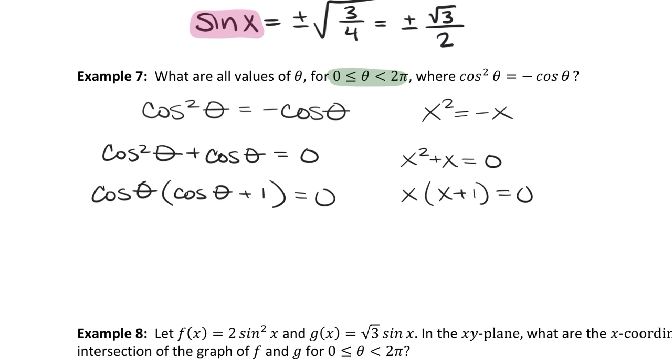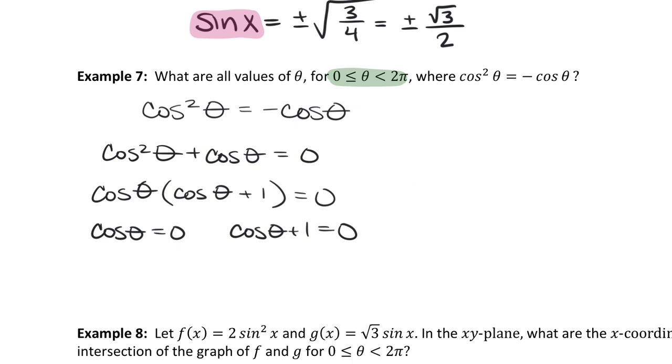Okay. When you were doing this type of math, after you factored it and set it equal to 0, what would you do with each of those individual factors? Set them equal to 0. So I'm going to take cosine of theta, set it equal to 0, and I'm going to take cosine theta plus 1 and equal it to 0. At this point, now I don't have any more squares, and I have 2 little equations I can solve. Okay, what are the angles that would make cosine equal to 0?